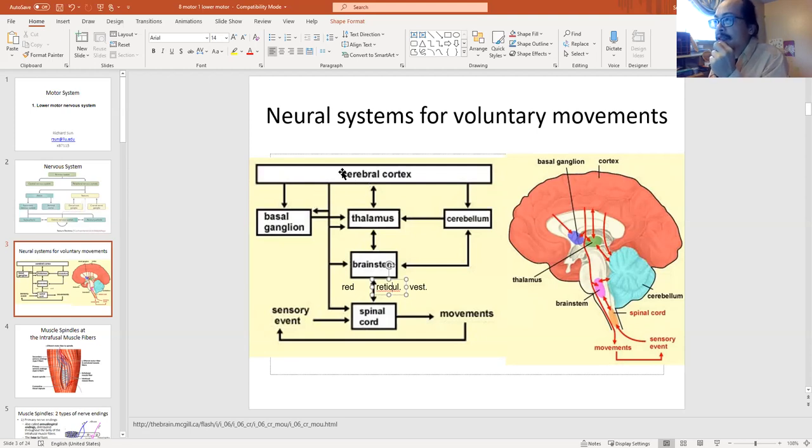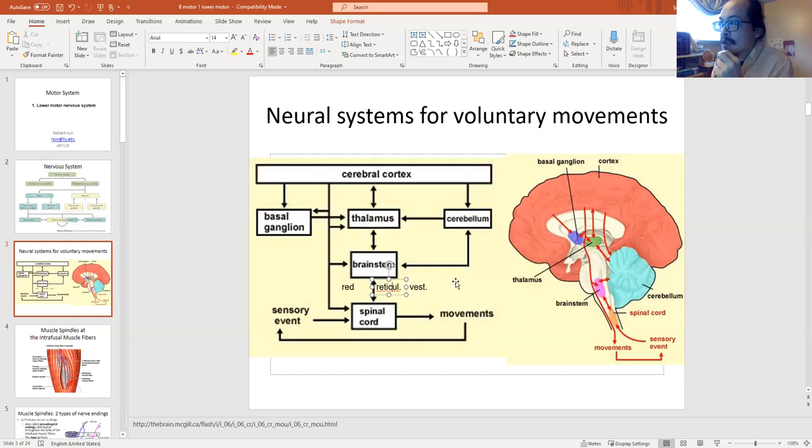And in this circuit, the cerebral cortex will send signal into the basal ganglia before it sends out the signal. It will send to the basal ganglia, send to the thalamus, and do this calculation, then lay out the plan of the movements, timing, components, and then send to the spinal cord to complete that. So that's that. So basically, we will talk about this portion today.